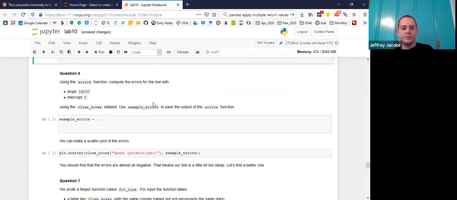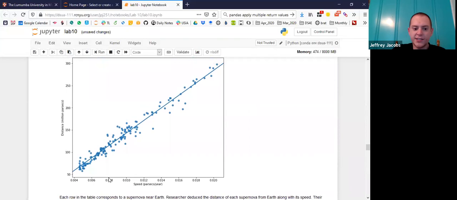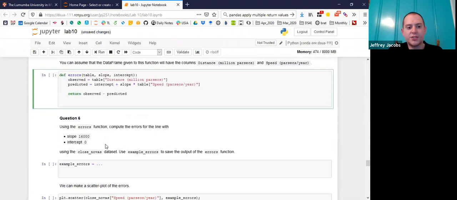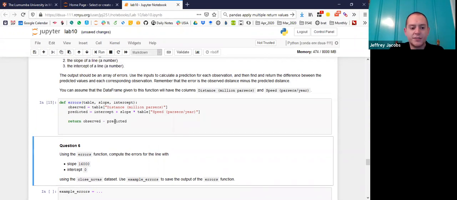Cool. So that's just what I've been doing by hand here, which is like, okay, if my speed is 0.008 and I go up on the line, that line also predicts a y value, about 120 here. This is just doing that with math for every single speed entry in the table. And then we just return that difference. So that's our errors function.